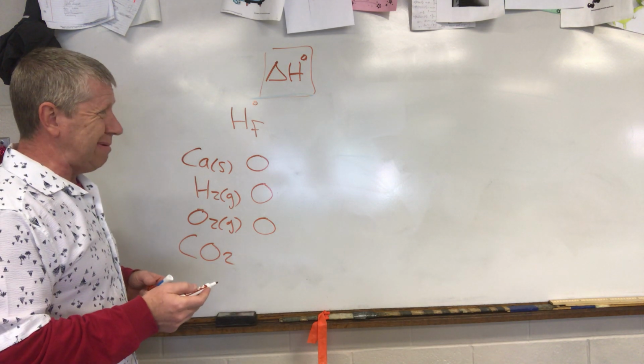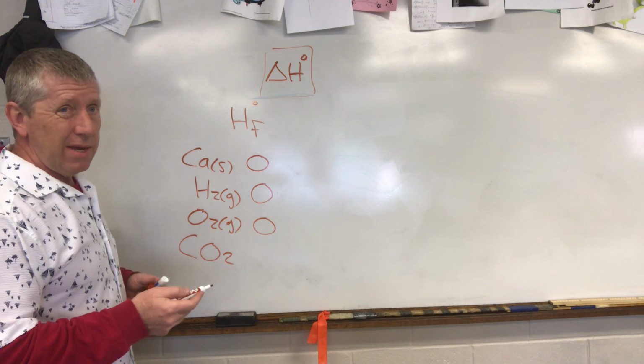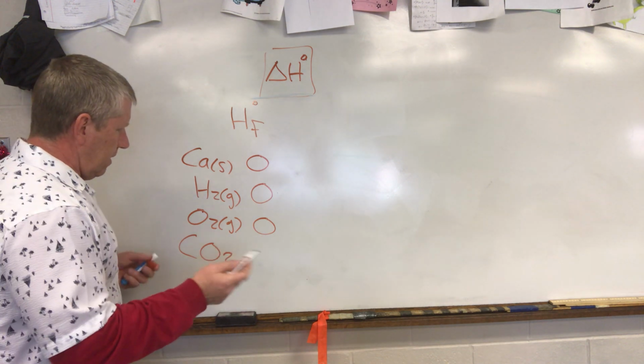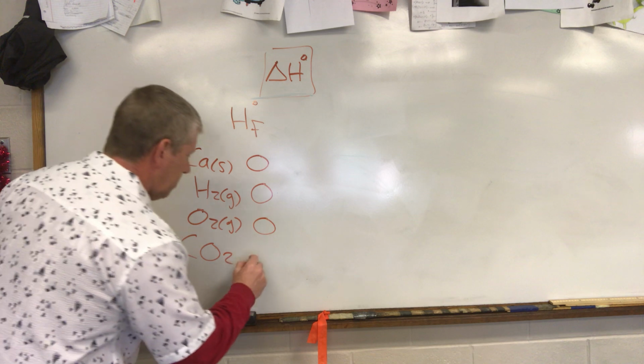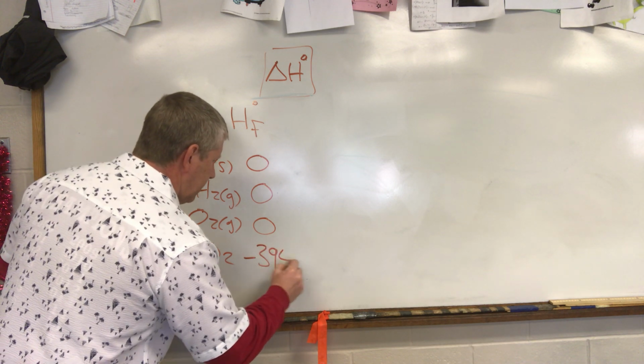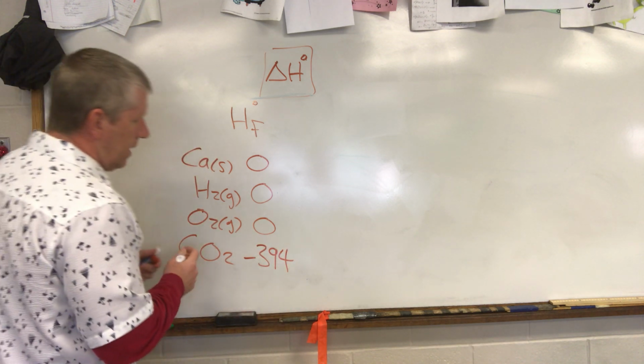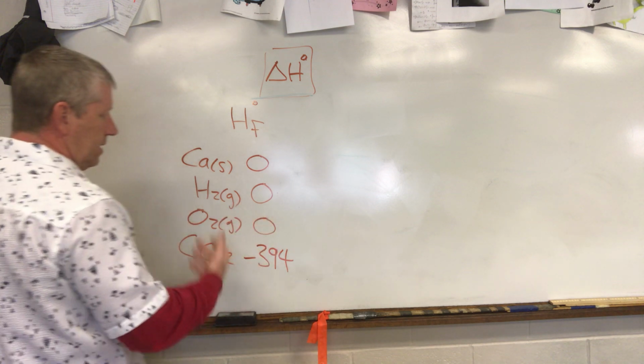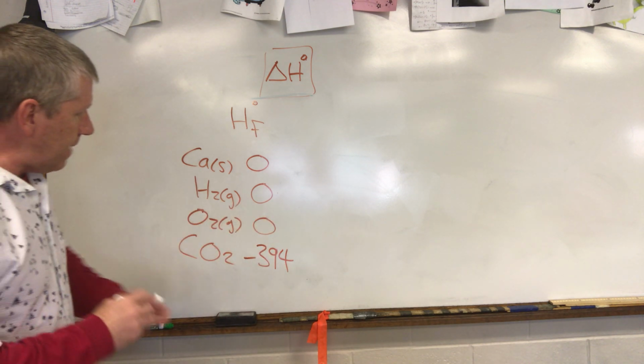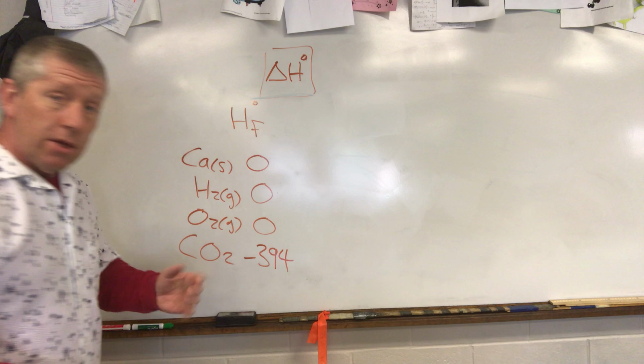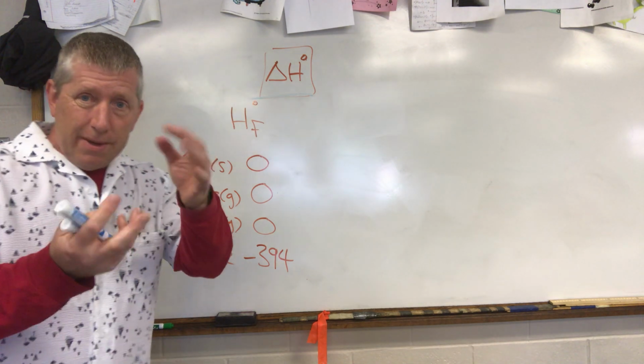Carbon dioxide, if I remember right, it's like negative 394 or something like that. I'll write that down. I think that's right. Negative 394. And these are in kilojoules, a certain amount of heat, kilojoules per mole. So you're going to find these labeled as kilojoules per mole. Now, kilojoules is a heat unit. Per mole is an amount.